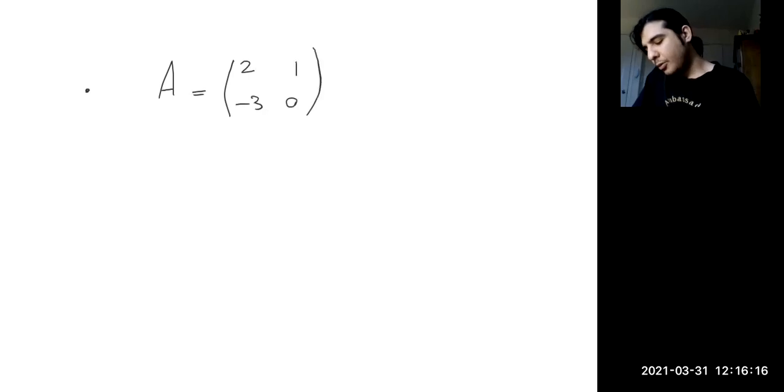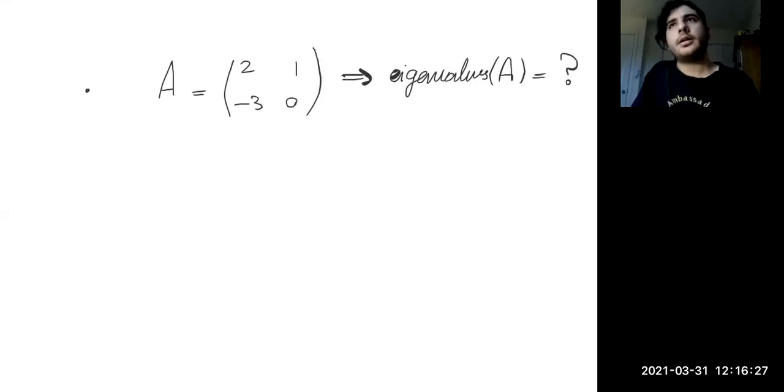Let's remember how we compute the eigenvalues of a matrix. So suppose I have a given matrix A. Let's choose a simple one, 2, 1, minus 3, 0. And I want to compute its eigenvalues. So eigenvalues of A. How can I do that? What are the eigenvalues of A? Well, it's a simple question. You can just unmute yourself and answer. What is the method of computing the eigenvalues of a matrix?